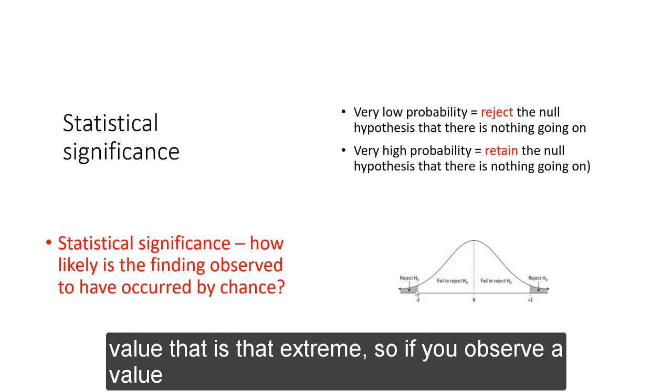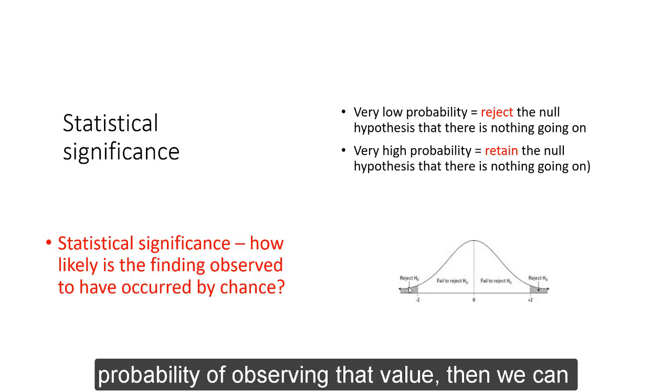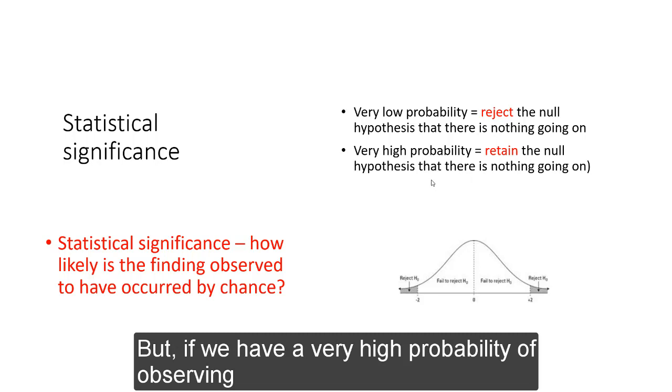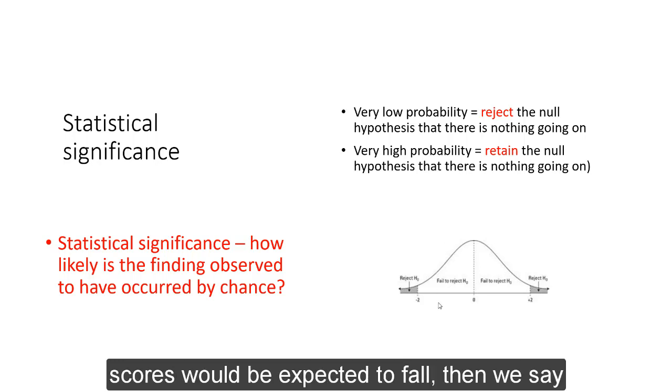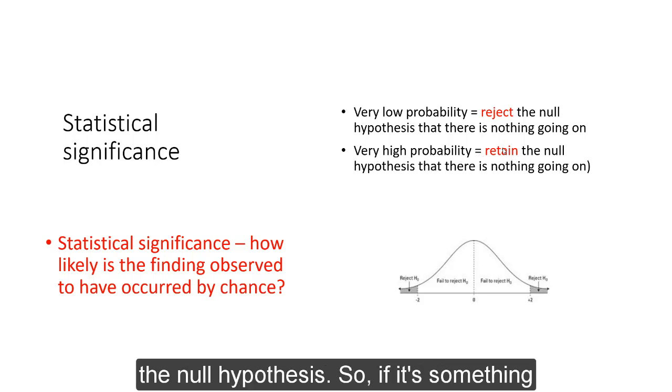So if you observe a value in the tails of the distribution, we say it's a very low probability of observing that value, then we can reject the null hypothesis, that there is nothing going on. But if we have a very high probability of observing a value, so for example it falls within where the bulk of scores would be expected to fall, then we say that it has a very high probability of being observed, and we have to retain the null hypothesis.